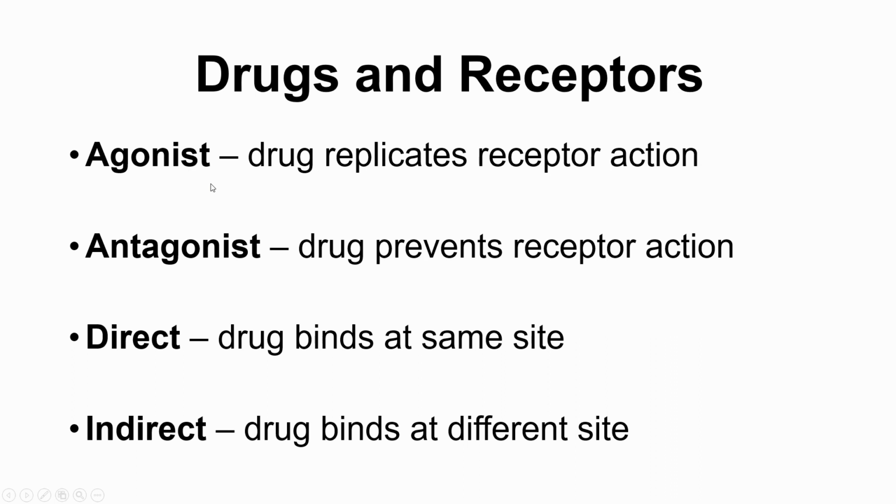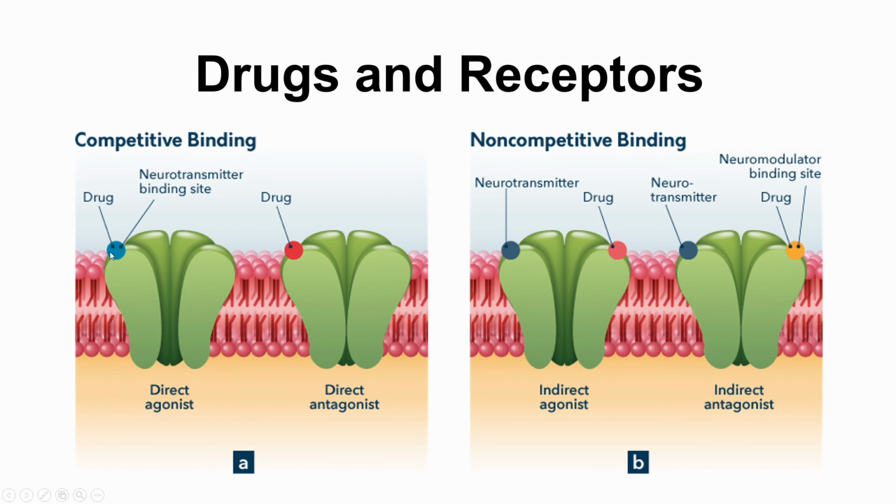So if the drug is an agonist, then it's going to replicate the receptor action. So what that means is when it binds to that receptor, it's going to behave as though the neurotransmitter that belongs there has bound, and it's going to do whatever it was supposed to do. So if this is supposed to be a dopamine receptor, and we have a drug that comes in and binds as if it was dopamine, and this site opens or starts activating as though it was bound by dopamine, then we can call that an agonist. We can also have what's called an antagonist, and that's when the drug prevents the receptor from acting. So what happens there is that the drug would bind and prevent dopamine from doing anything.